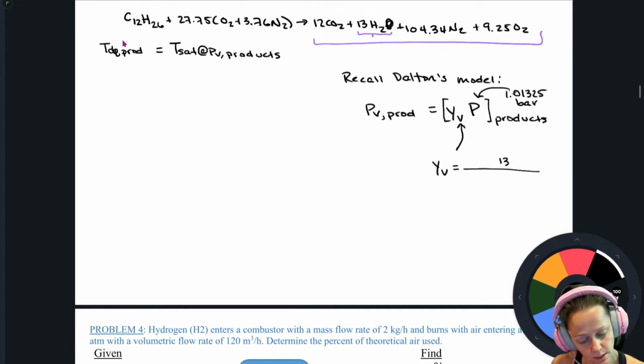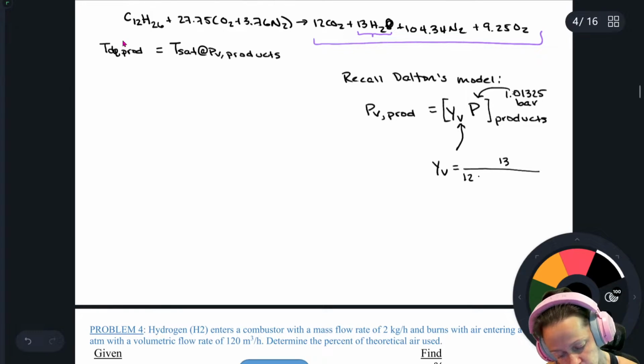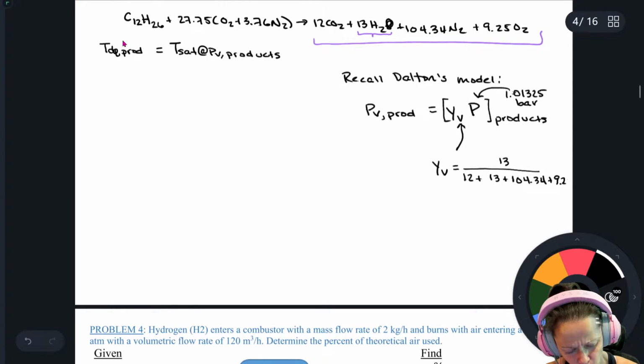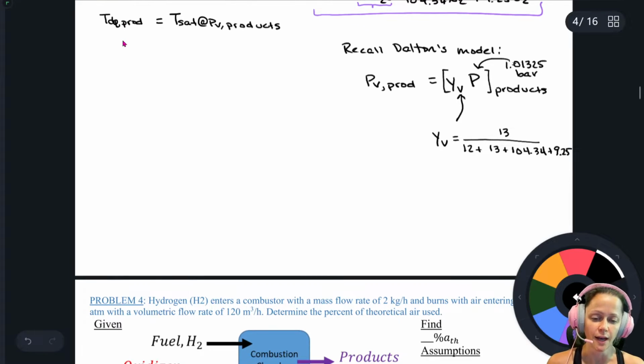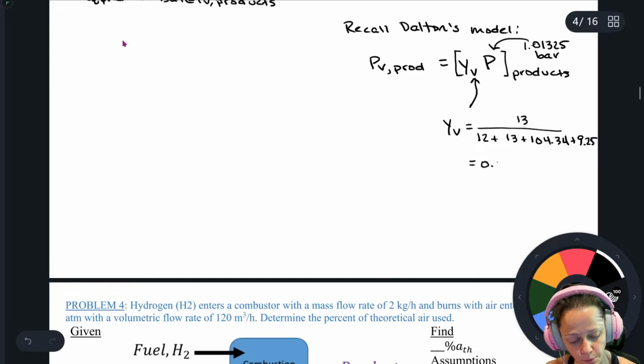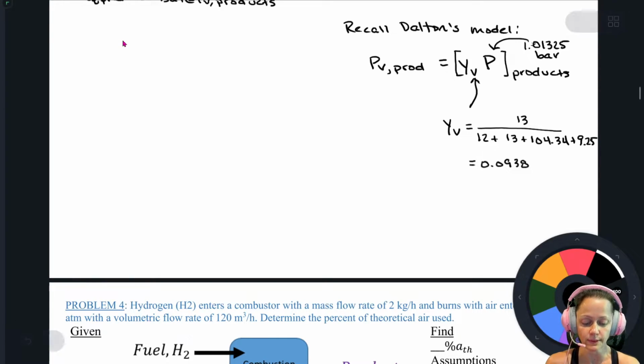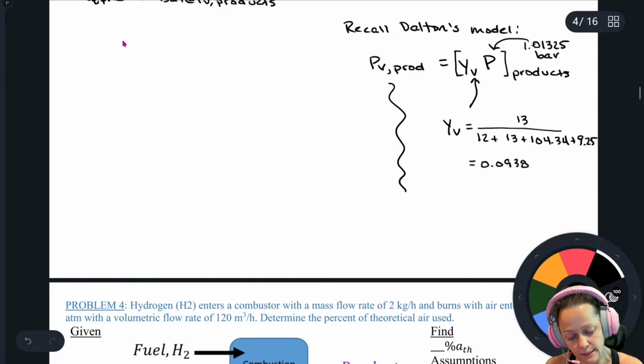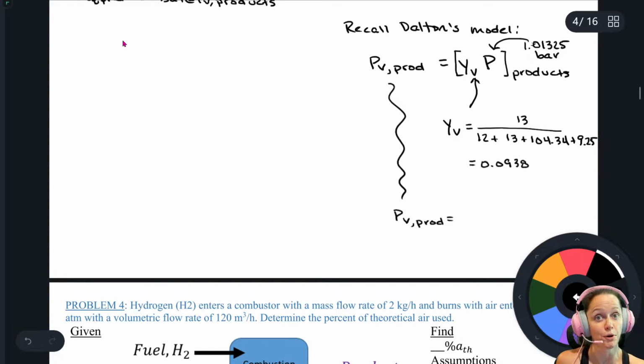So let's see, I've got 12 plus 13 plus 104.34 plus 9.25. There we go. So I end up getting a mole fraction of 0.098. And so now I've got enough information to get the vapor pressure of the water in the products.